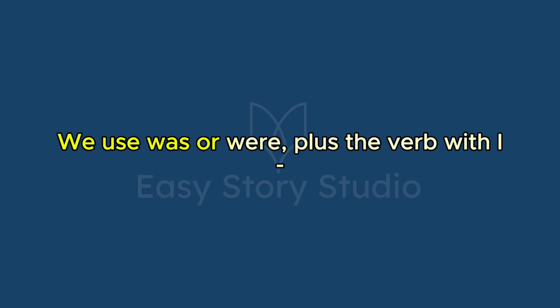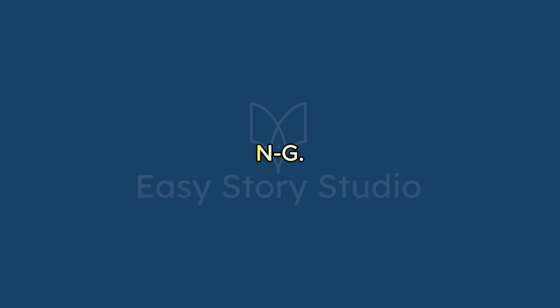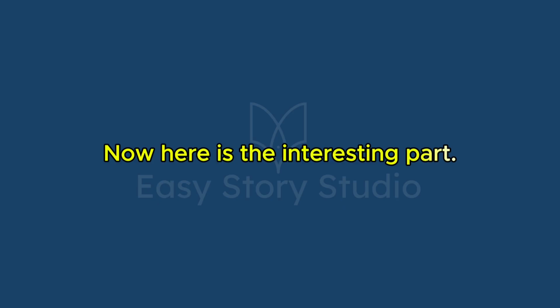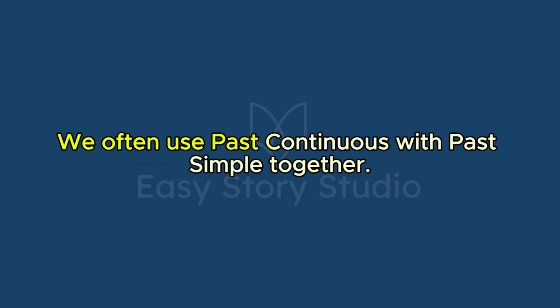How do we form it? We use was or were plus the verb with ing. I was sleeping. They were playing. She was cooking. Was for I, she, it. Were for you, we. Perfect. Now here is the interesting part. We often use past continuous with past simple together.